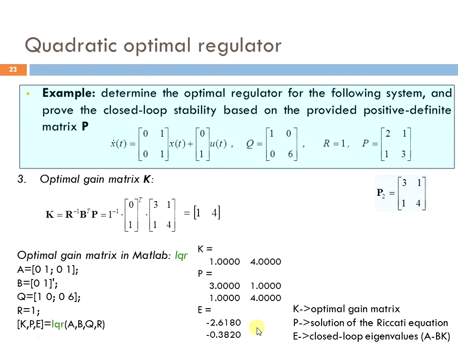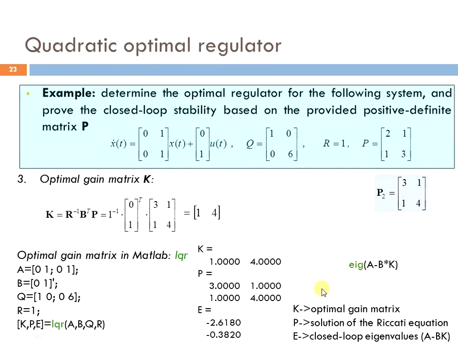Okay, so as I mentioned, from here, K is the optimal gain matrix, P is the solution of the Riccati equation, and E is the closed loop eigenvalues. There is a function in MATLAB, EIG, that allows us to determine the eigenvalues of a matrix. In this case, if we are interested in finding the closed loop eigenvalues, then we are still able to do this by means of this function.